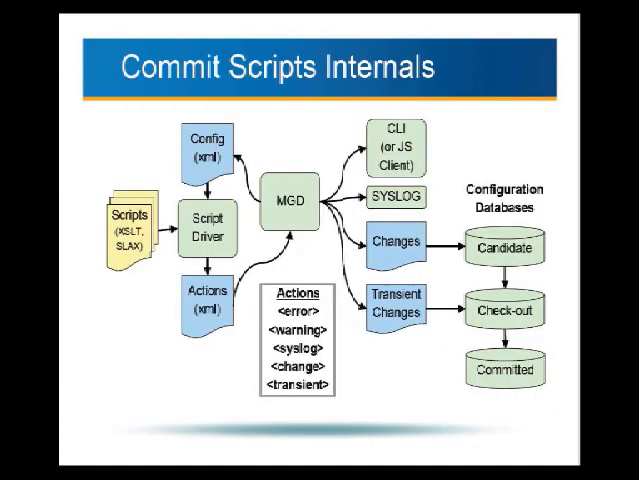For commit scripts, what's happening is at commit time, your configuration is generated as XML. It's passed to your script. Your script is written in a language called XSLT, the W3C standard for XML to XML transformation. So you're getting XML in, that is the configuration, and you're generating actions on output in XML form, and those actions are then evaluated and performed by the management daemon.